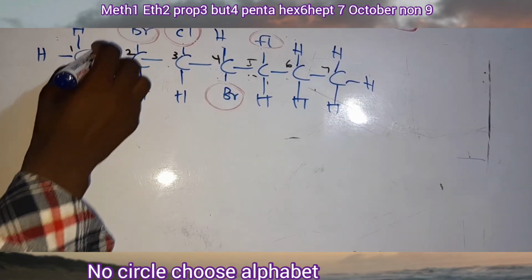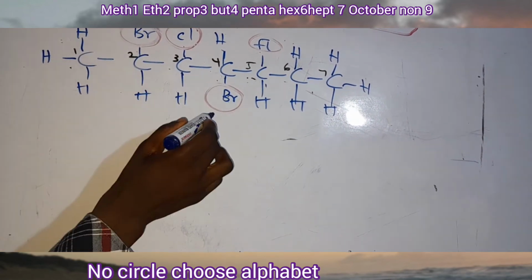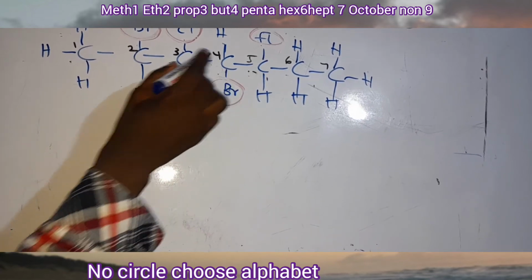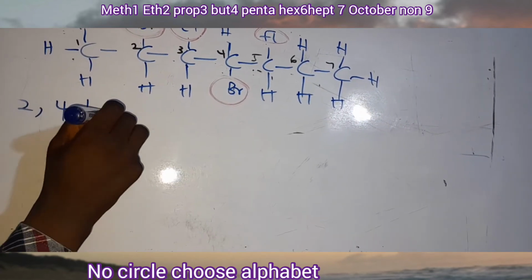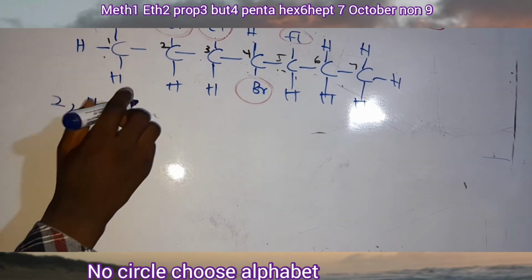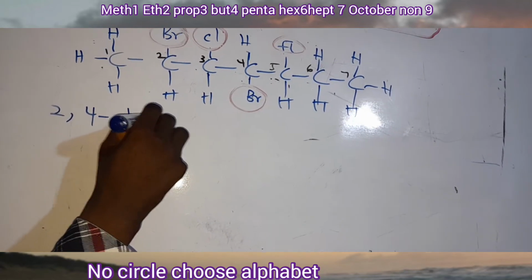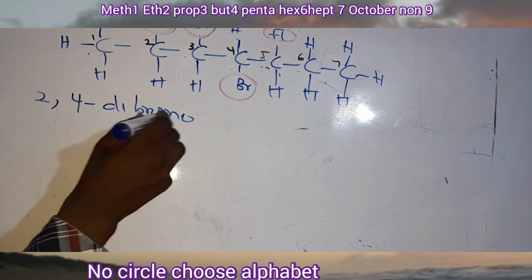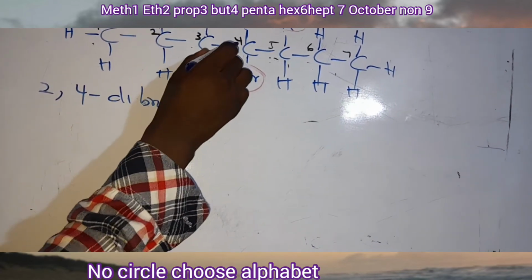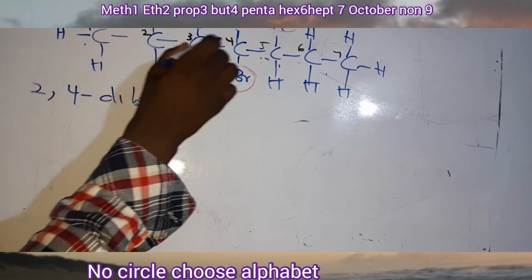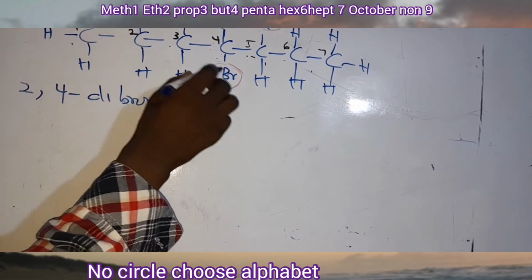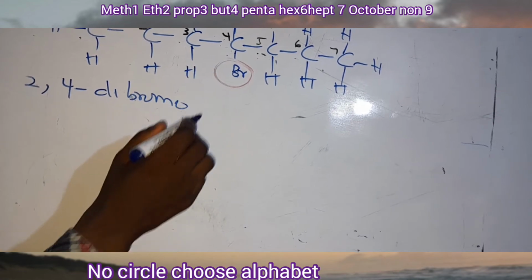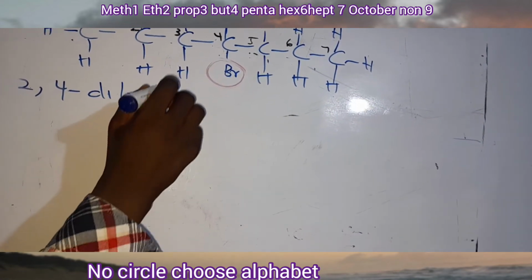So B now, how many of the B do we have? We have 2 of the B, so they are number 2 and number 4. So I'll write 2,4 bromo. Have you seen it? 2, 4, and there are 2, so I'll write 2,4-dibromo. Means we have 2 of the bromo, dibromo. On number 2 and number 4, that's the position. Dibromo tells us we have 2 bromine. 2,4-dibromo.